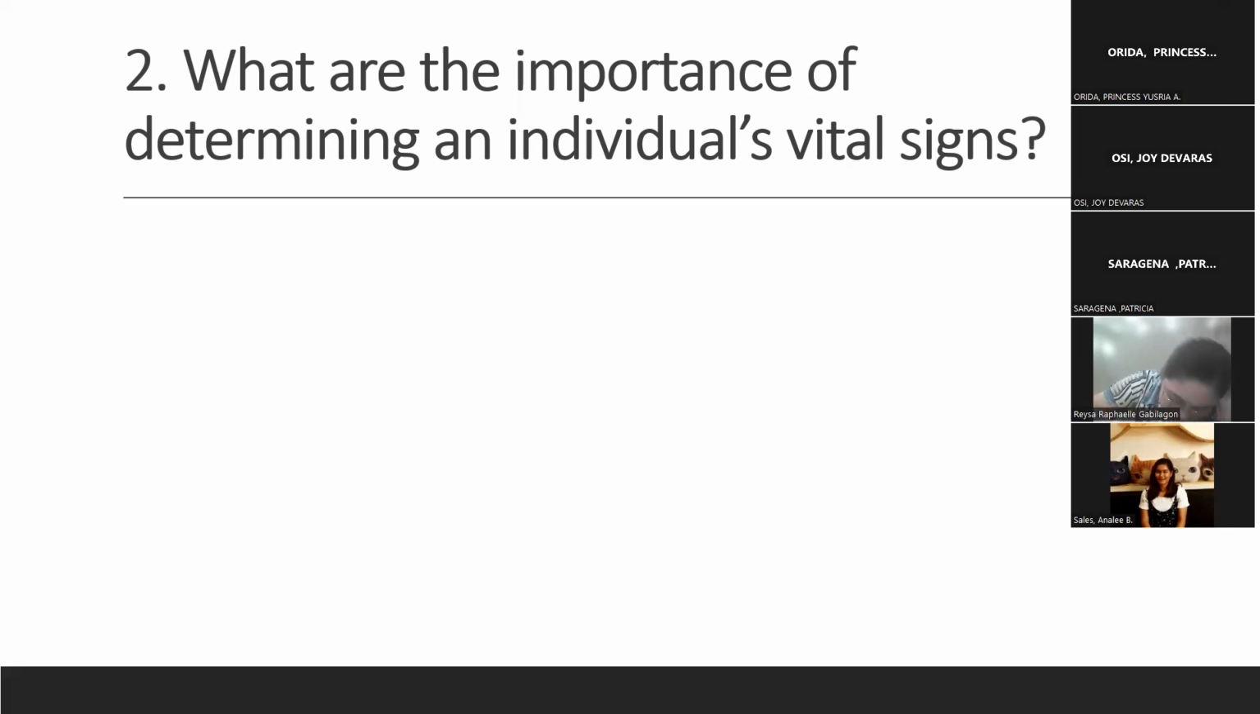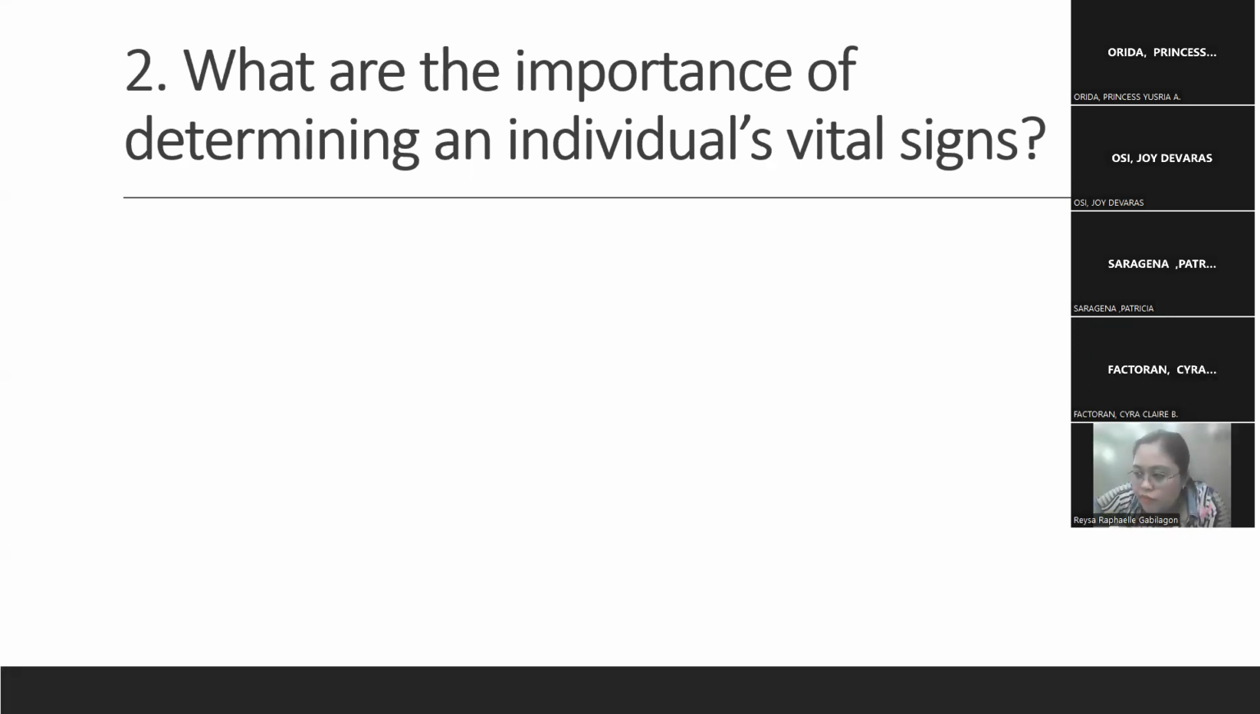Vital signs, ma'am, can provide information about a person's current state of health, and it can also help to identify potential health problems. Example, ma'am, if there is a high body temperature, this indicates that the person has a fever, which could be caused by an infection. Then a high heart rate, ma'am, may be indicative of a heart condition. Then high blood pressure may also indicate hypertension. That's all. Okay, very good.